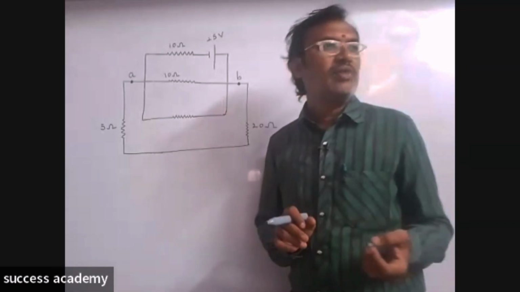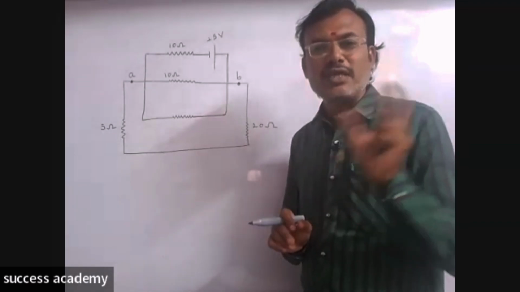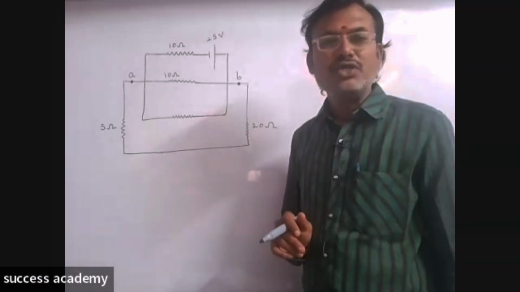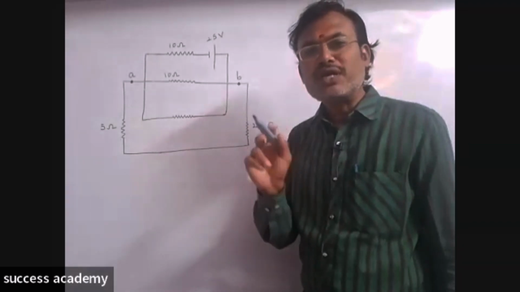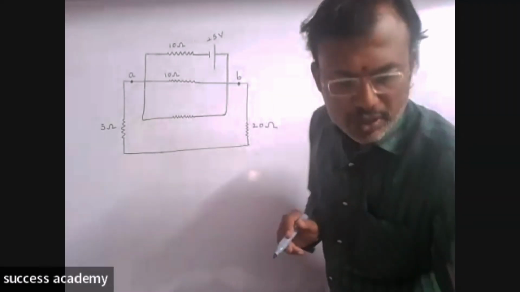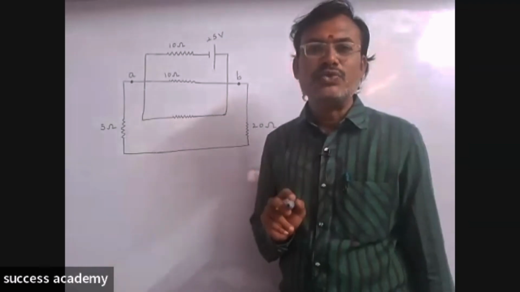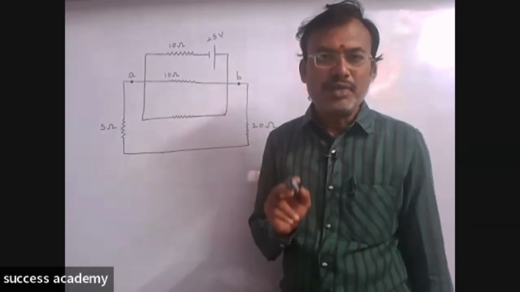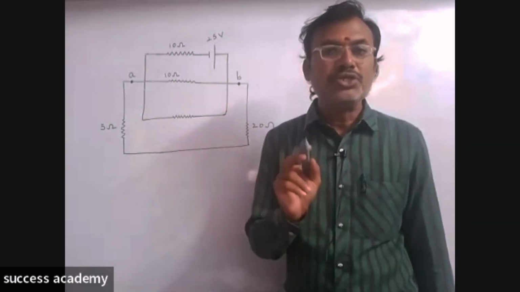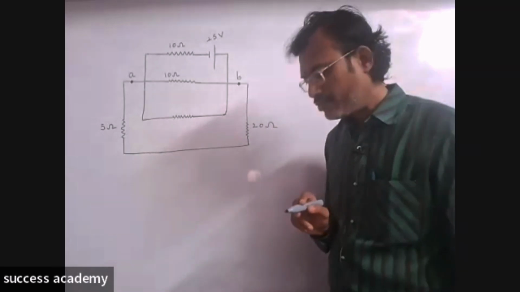In series combination, the current remains the same. In parallel combination, the potential difference remains the same. Remember carefully: in series combination, the same current passes through the resistors. In parallel combination, the potential difference across the resistors remains the same.